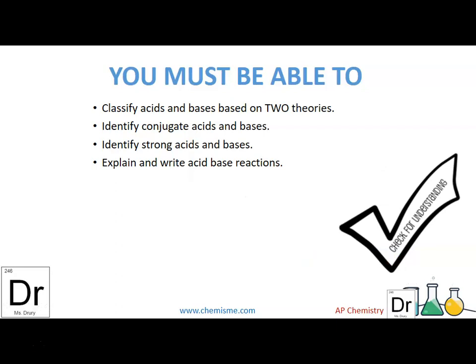At this point, you should be able to classify acids and bases based on the two theories, Arrhenius and Bronsted-Lowry, which is a bad theory. Identify conjugate acids and bases and switch the H's around. Identify strong acids and bases, making sure that they know that they react more and they have more ions if they're strong. And explain and write acid-base reactions.